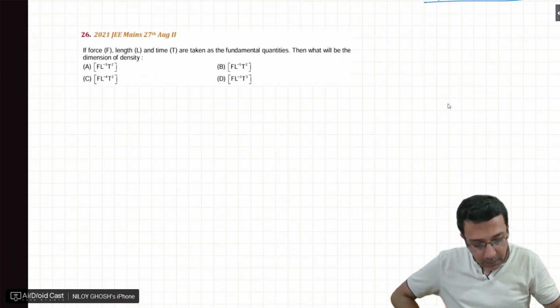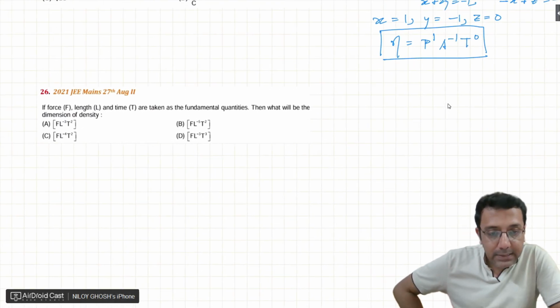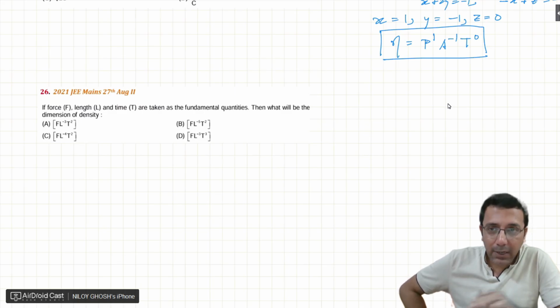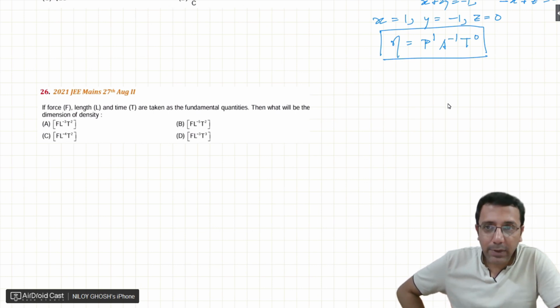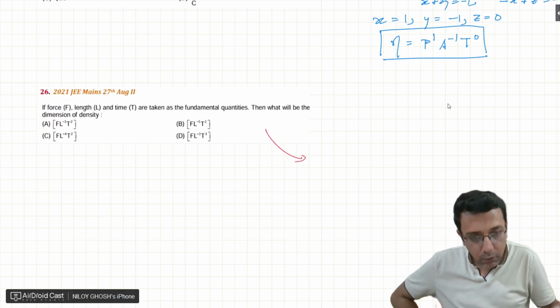Next, we'll go to problem number 26. It is given that force F, length L, time T are fundamental quantities. It is very similar to the earlier problem. I'll just write down the basic formulations. I hope you'll be able to do this. We have to derive the dimension of density.